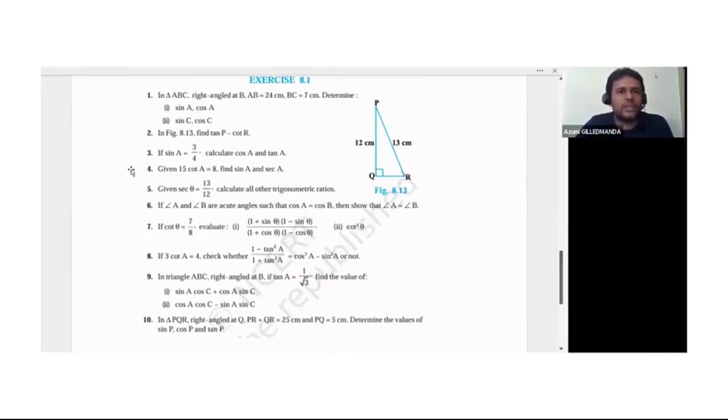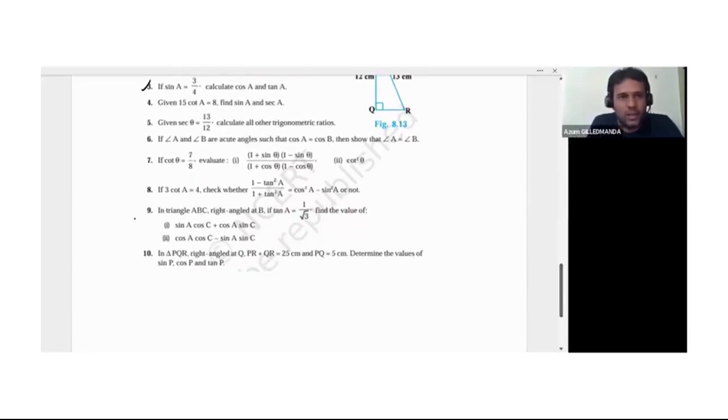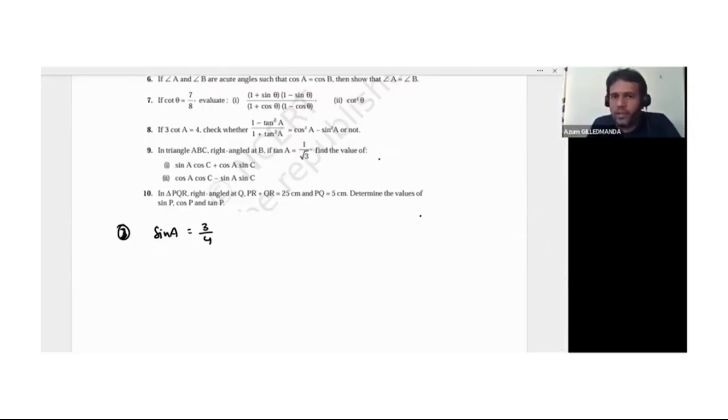For example, let's take the third problem here, right? Third and fourth, for example. So let's look at the third problem. If sin A equal to 3 by 4, calculate cos A and tan A. Okay, good. So let's do that, right? Sin A is given. So it is 3 by 4. Now, what I will do is I'll draw a triangle, right? So that's the thumb rule. First draw the triangle. That way it will be easy for you to understand.